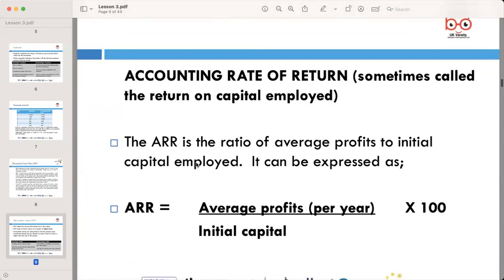Accounting rate of return, sometimes called the return on capital employed.